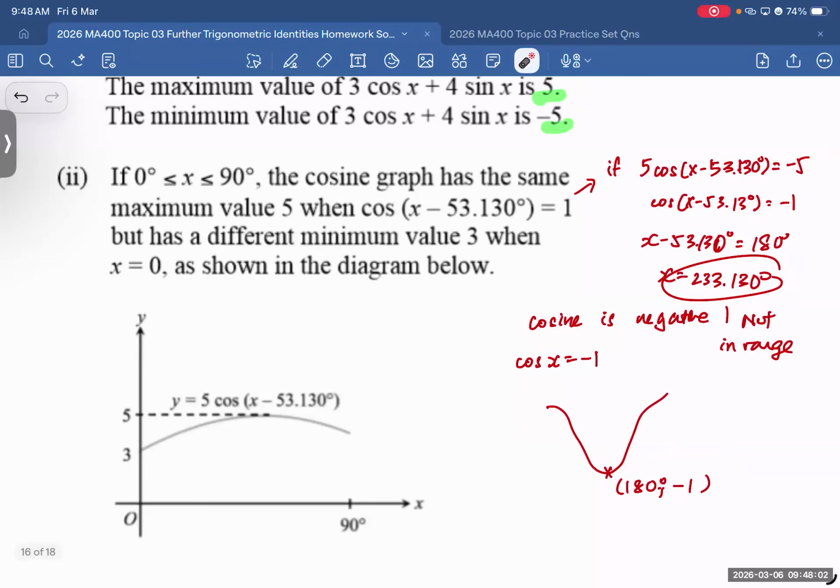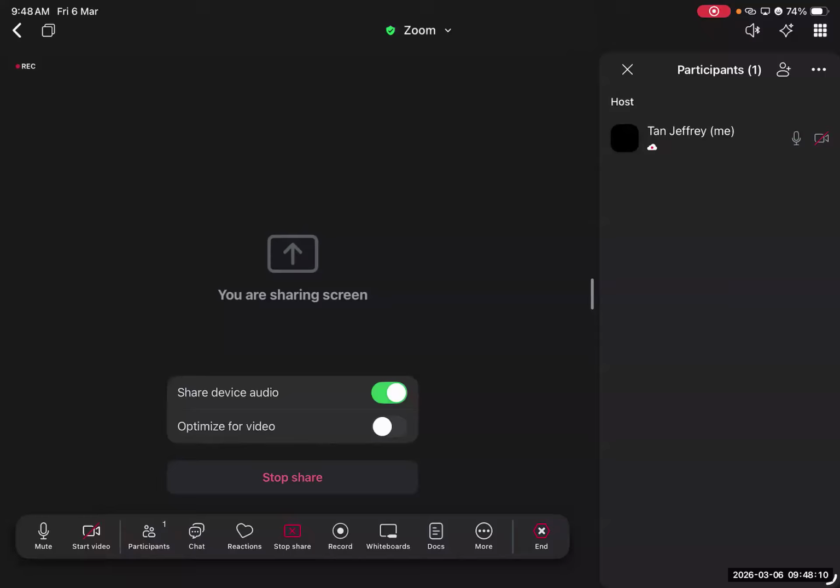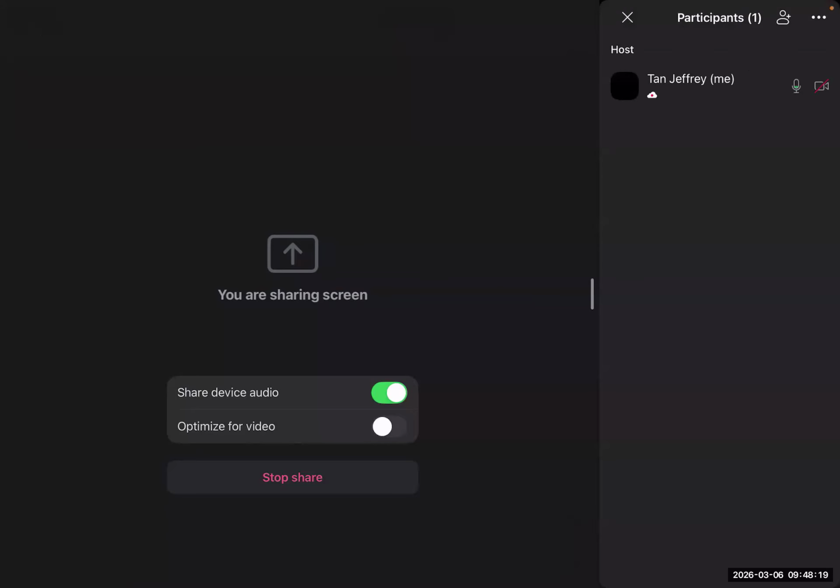If you want, you can join the Zoom. Zoom always the same coach. He's COVID, you know.